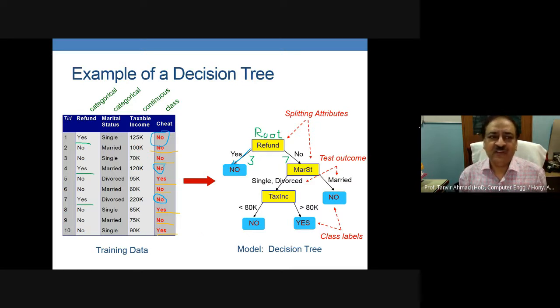Now, I have already exhausted this attribute, and therefore there are only 2 attributes remaining. One is marital status and the second is taxable income. Out of those 2, one of them will become the root. Obviously, which one will become the root will depend on what criteria? Come on, anyone?